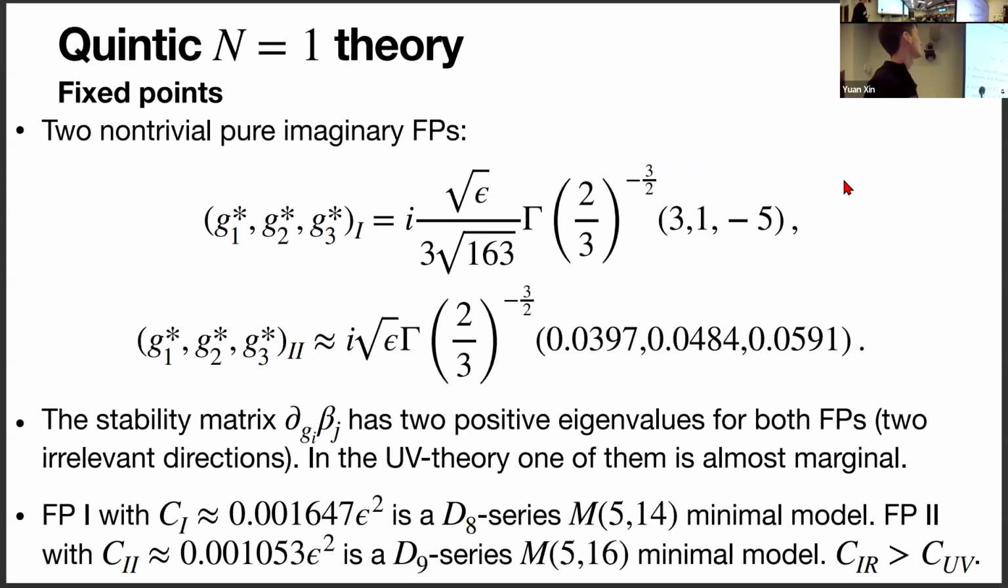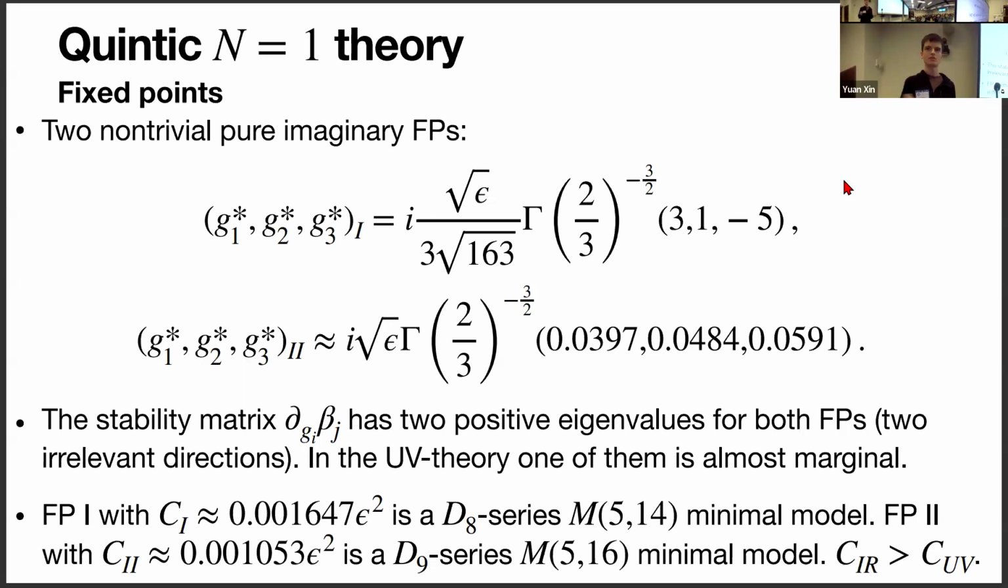And we can find non-trivial pure imaginary fixed points, just taking beta functions equal to 0. We found 2 points. It's very natural to say that the first point is the first minimal model and the second point is the second minimal model. So the first point is the M514 minimal model, and the second is the M516 minimal model. But we calculated the stability matrix, and we were surprised that it has 2 positive eigenvalues for both fixed points. So that means that at both fixed points we have 2 irrelevant directions.